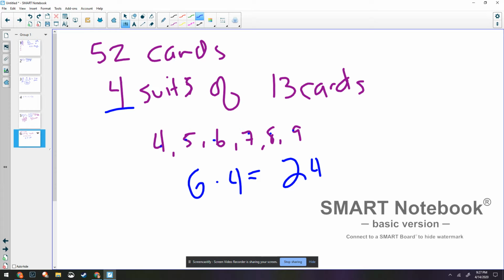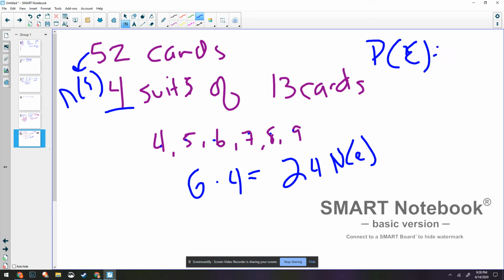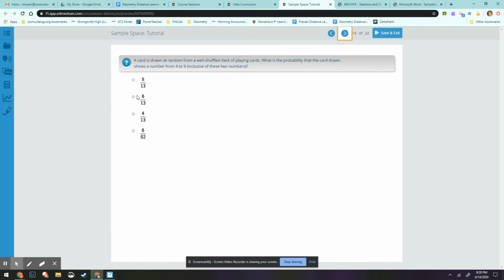Okay, so to figure out the probability, this would be N of E. Okay, 52, the total number of cards, that would be N of S. So to get the probability, P of E, we would do 24 over 52, which again, you can use your handy dandy calculator, a fully reduced fraction, math back, and that'll give you 6 out of 13. Okay, and we got that one right.